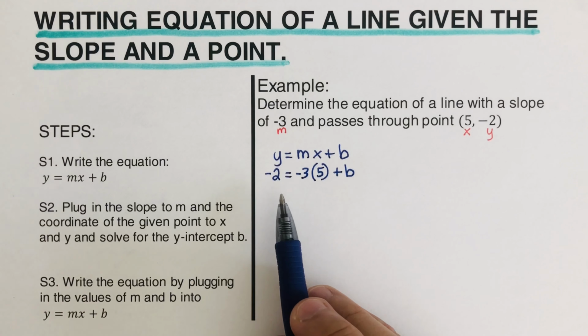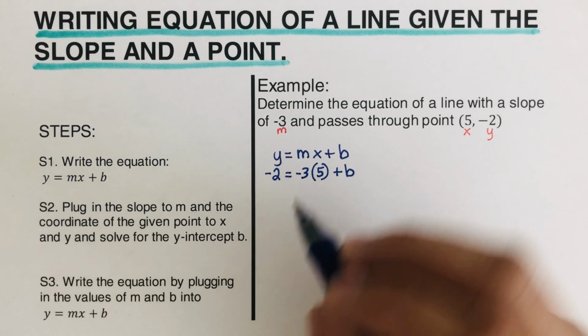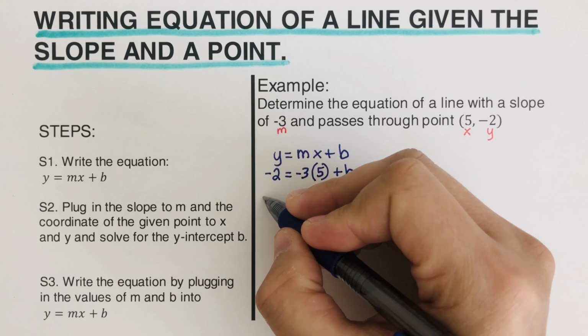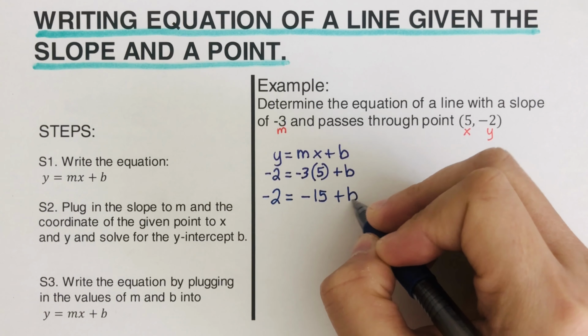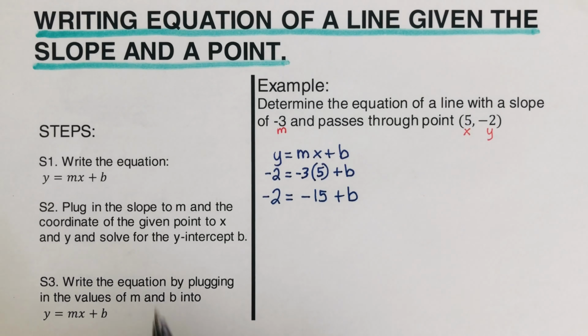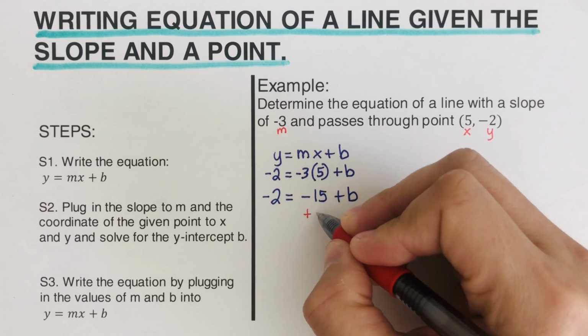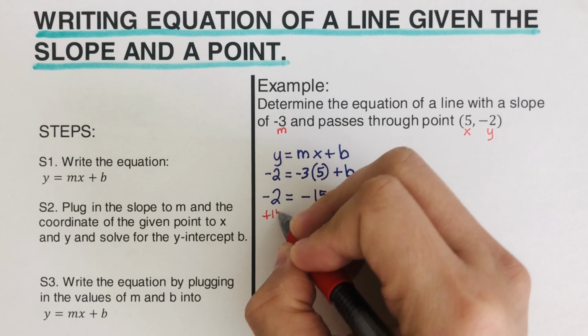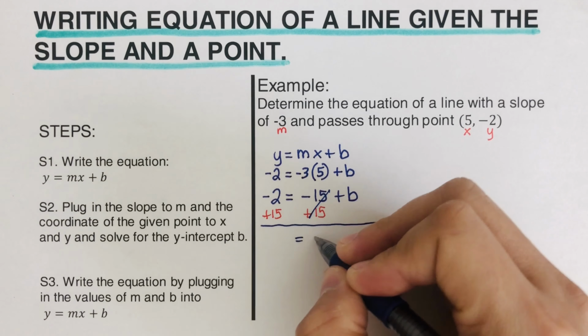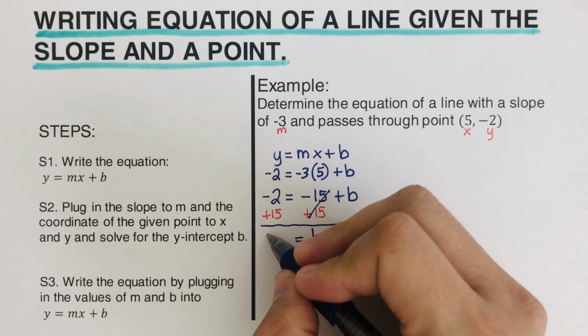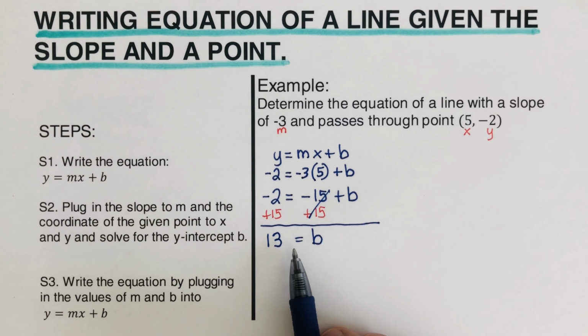So from here, we can go ahead and do the math. We start by multiplying these two together. So that's -2 equals -15 plus b. Then we want the b by itself. That's what it says in the second step: solve for the y-intercept b. So I'm going to add 15 to both sides. Then we can cross the 15 out, and we're left with b equal to positive 13. So this is our y-intercept. That means the line crosses the y-axis at 13.